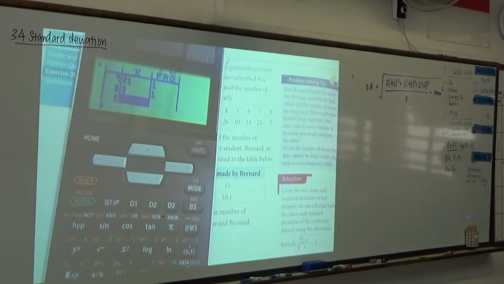Shift 1 for... Shift 1. I don't have a shift. I don't have a... 1, 4, okay, sorry. Okay, thank you. 6, 9, 15, 26, and 14, 21, 3.